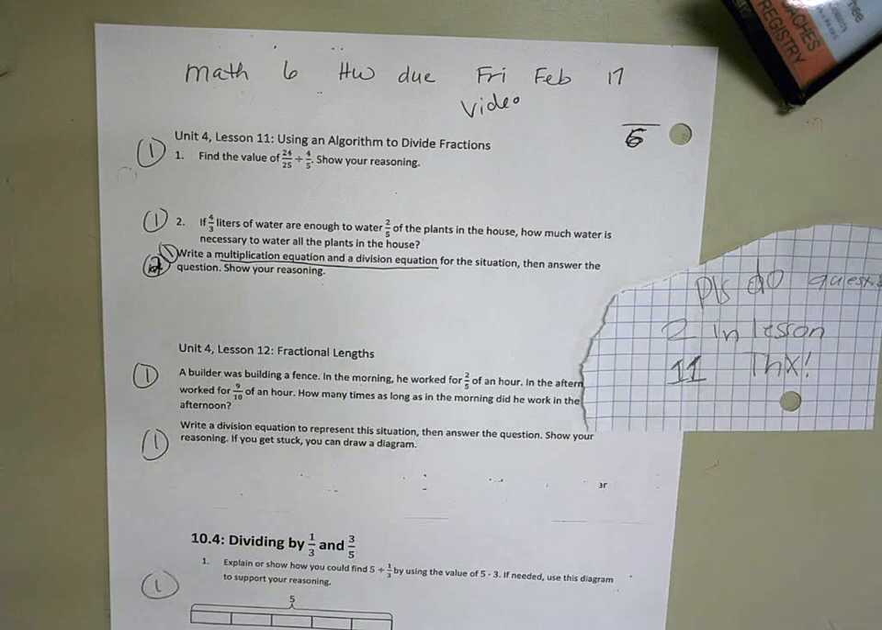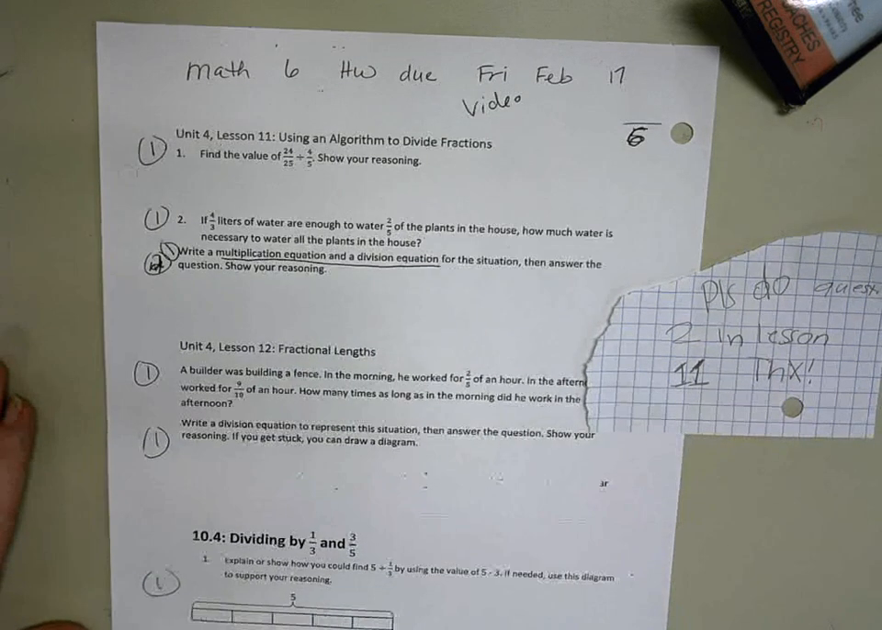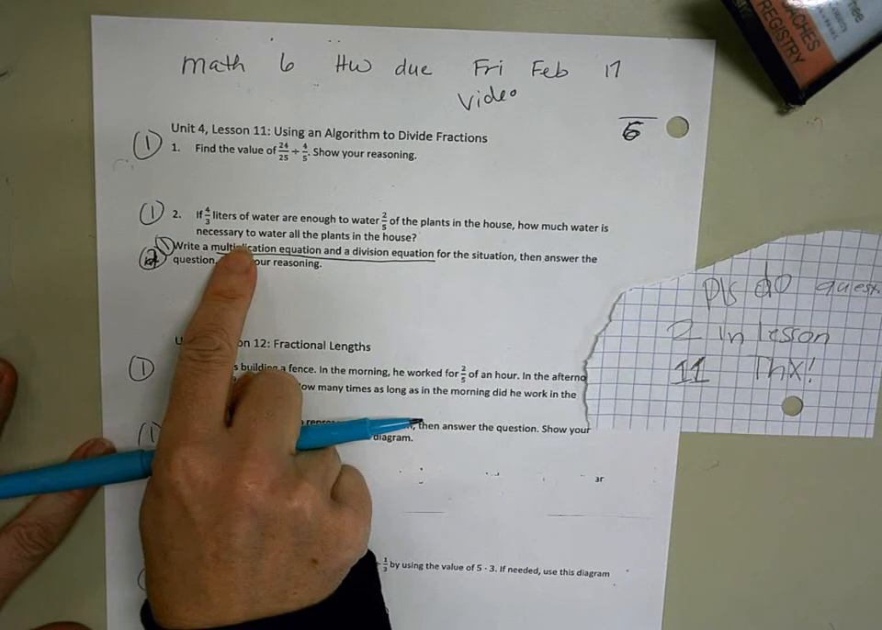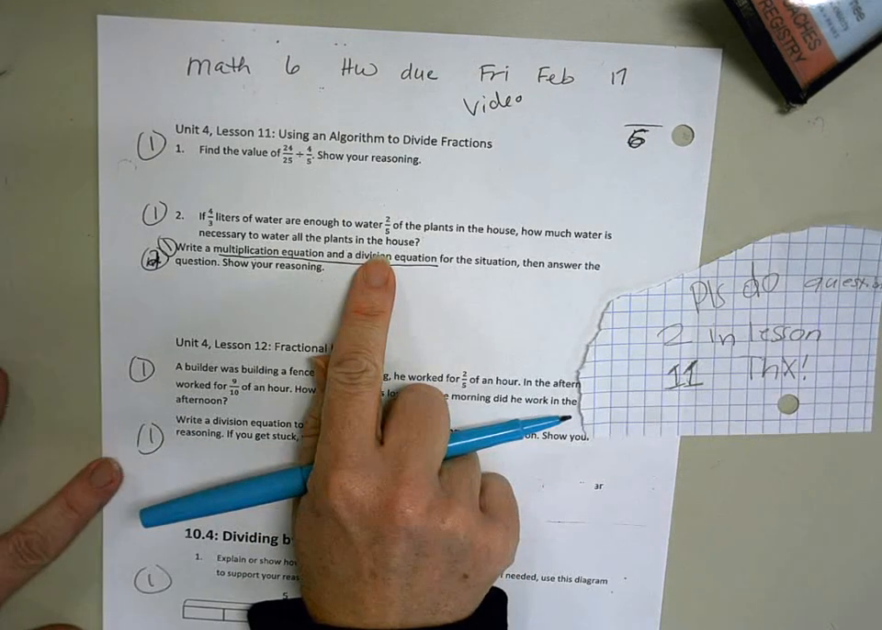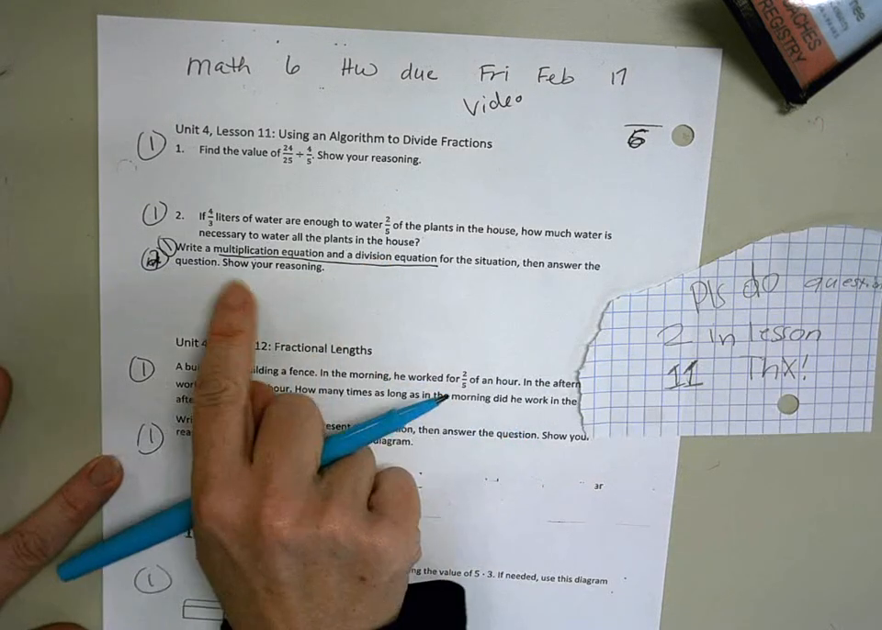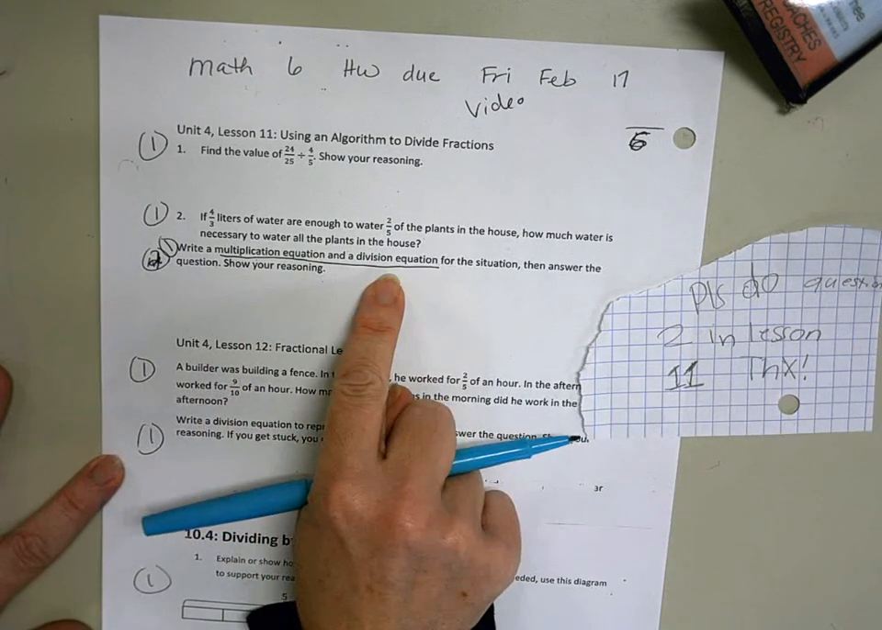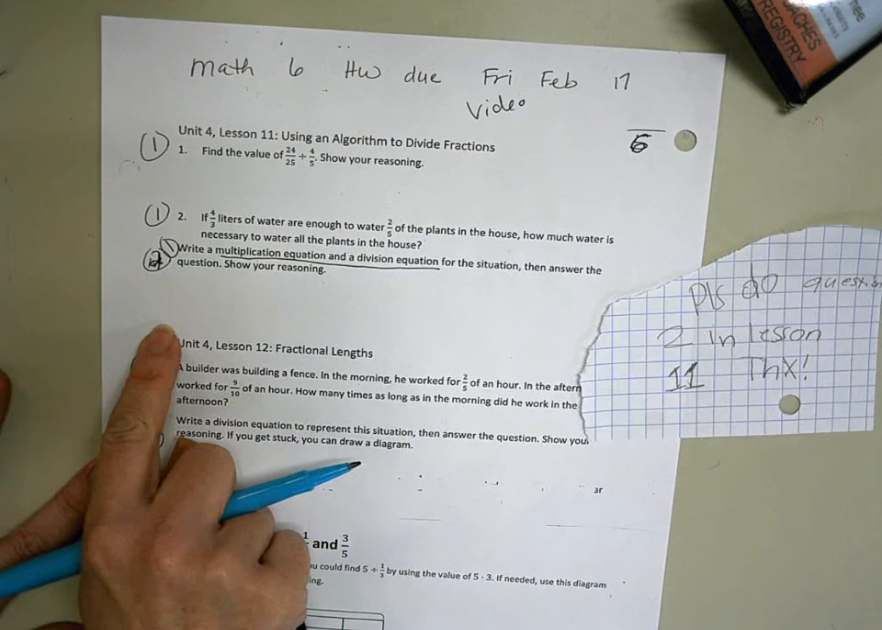We had a question. Can you please do question 2 in lesson 11? Thanks. Well, sure. So that's this problem right here. If 4/3 liters of water are enough to water 2/5 of the plants in the house, then how much water do we need for all of the plants? And we want to write a multiplication equation and a division equation and answer the question.